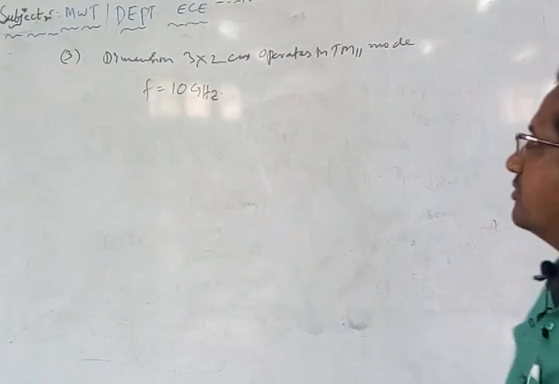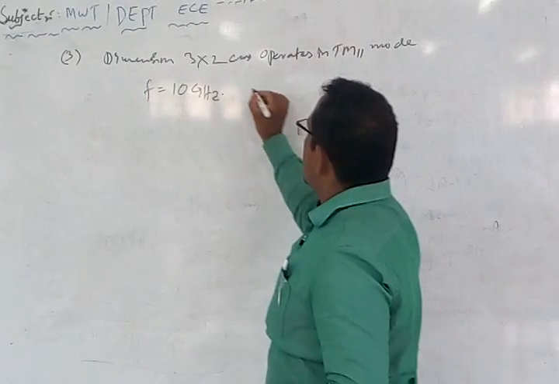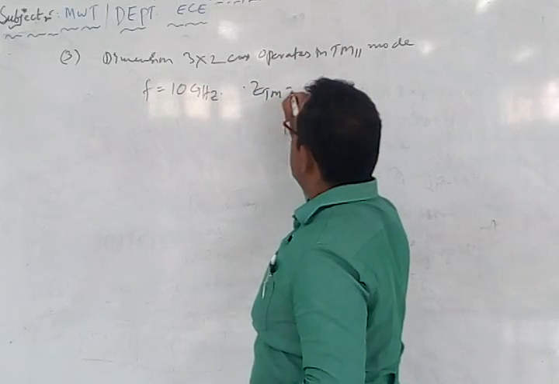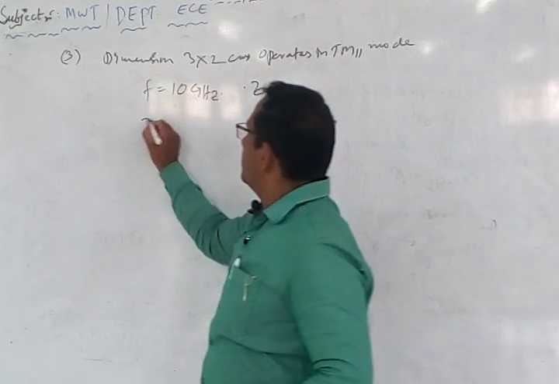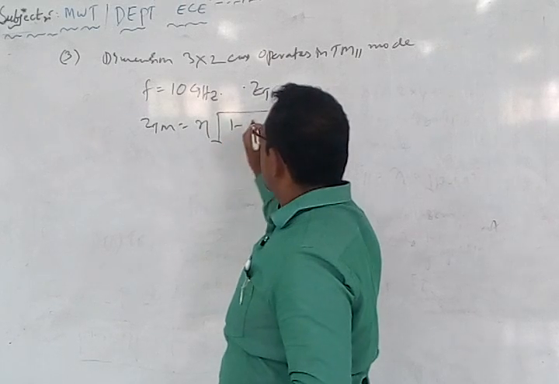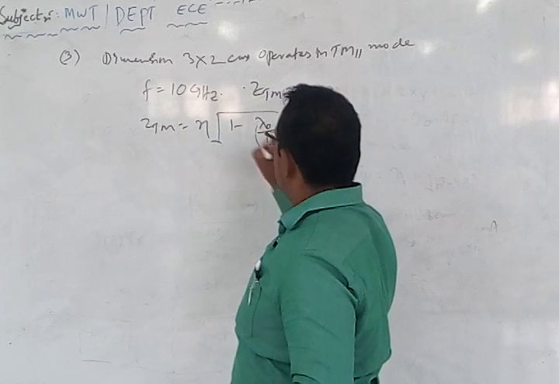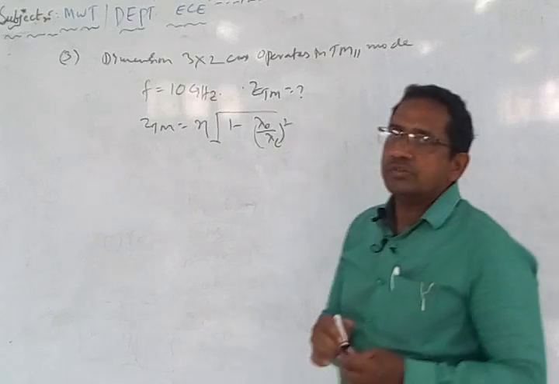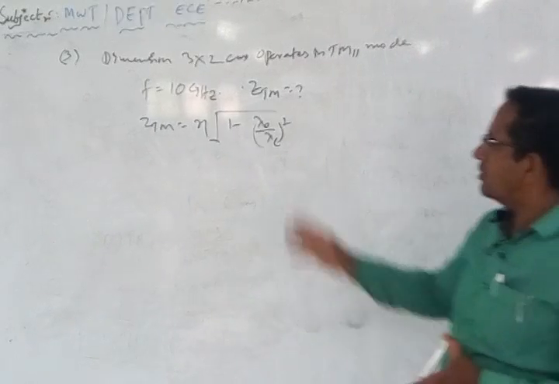Determine the characteristic wave impedance. ZTM you have to find out. So the formula for ZTM is equal to what now? It is going to be eta times under root of 1 minus (lambda naught by lambda c) whole square. So simply you have to find out the parameters whatever given here.